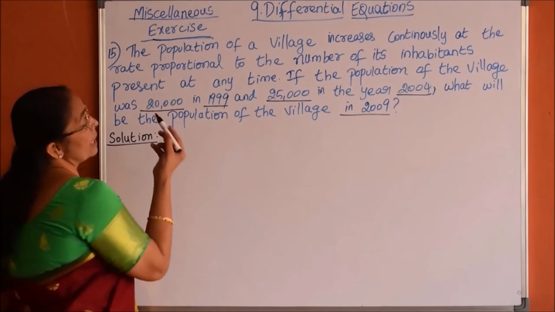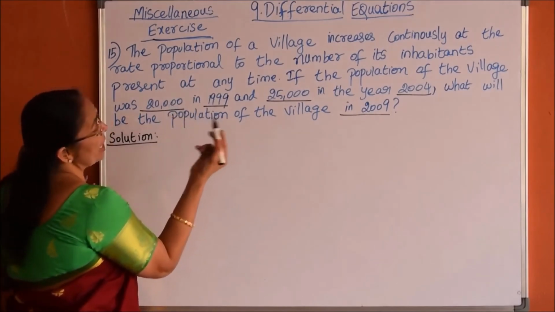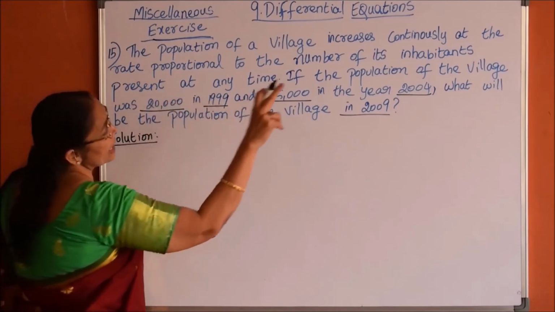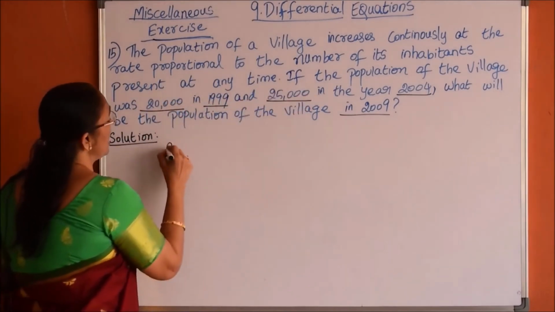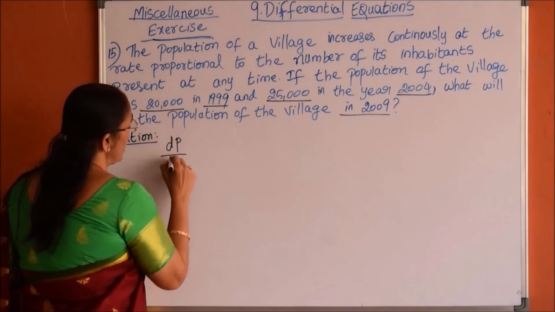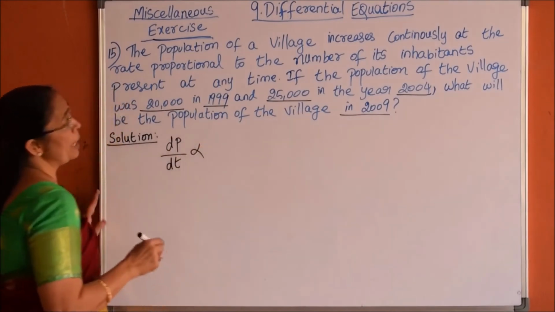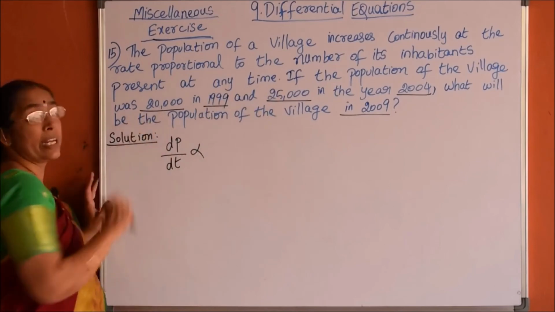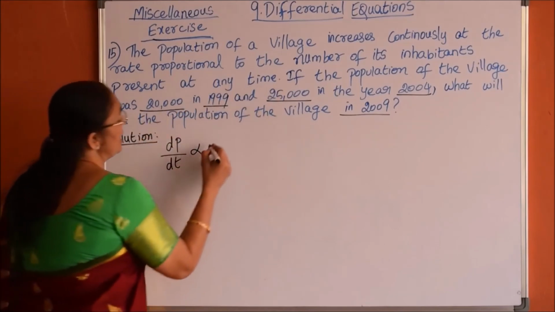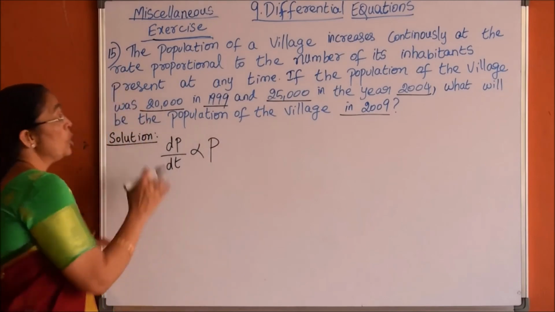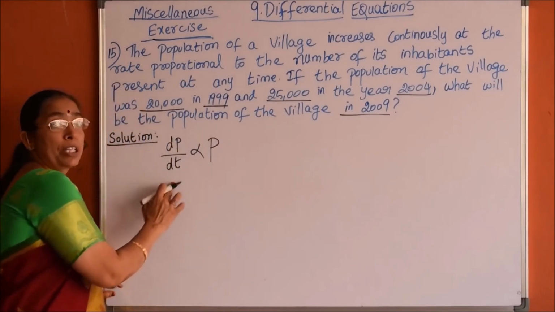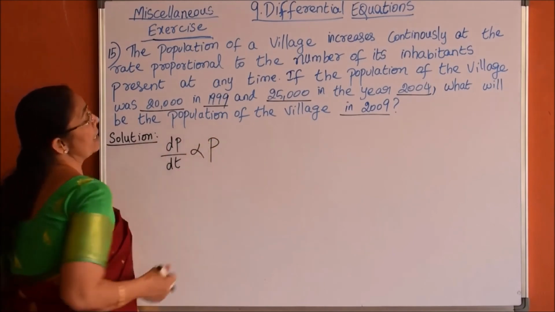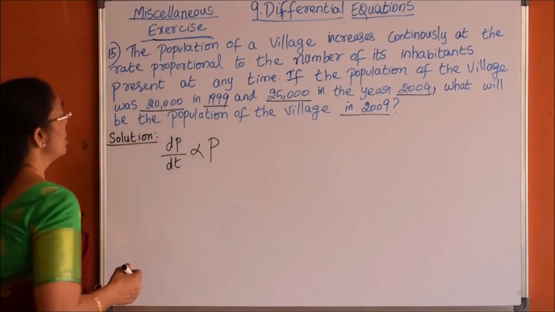Okay. We will consider the population of the village as P. According to the given condition, it increases continuously at the rate of, that is dP by dt is directly proportional to the number of its inhabitants present at any time. The number of inhabitants is again the people. So the rate of change of the population is directly proportional to the number of inhabitants at that time. So this is our differential equation.